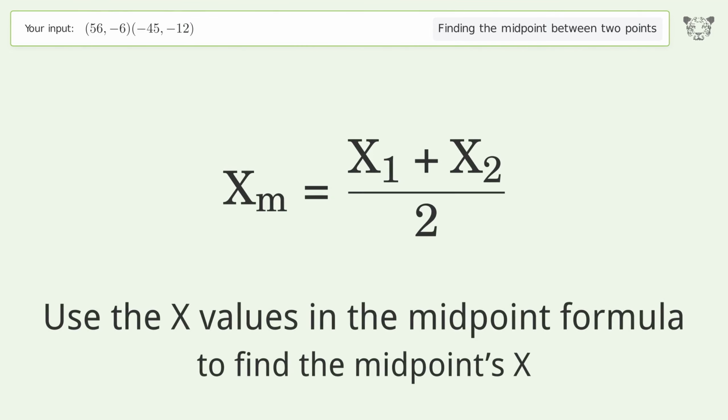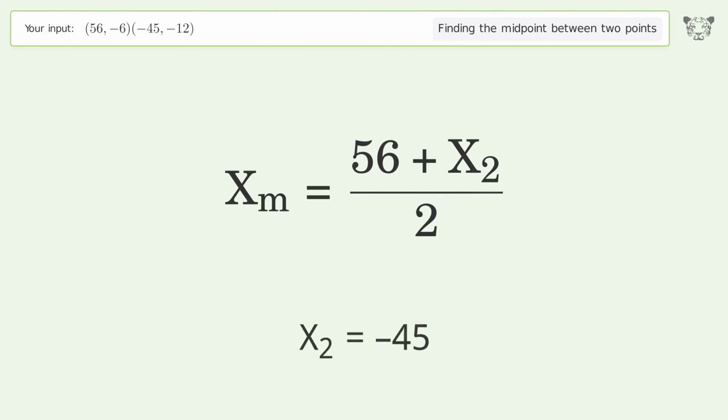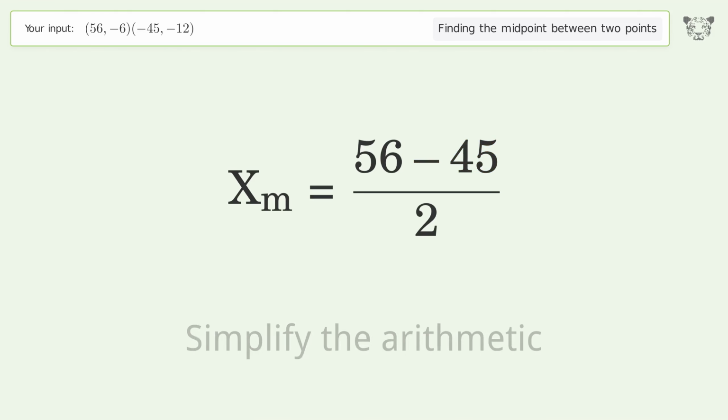Use the x values in the midpoint formula to find the midpoints x. x1 equals 56. x2 equals -45. Simplify the arithmetic.